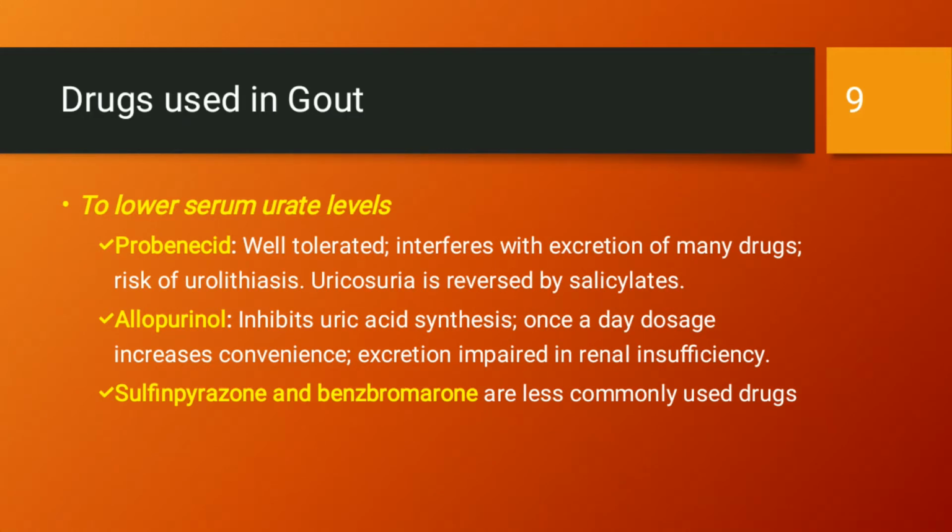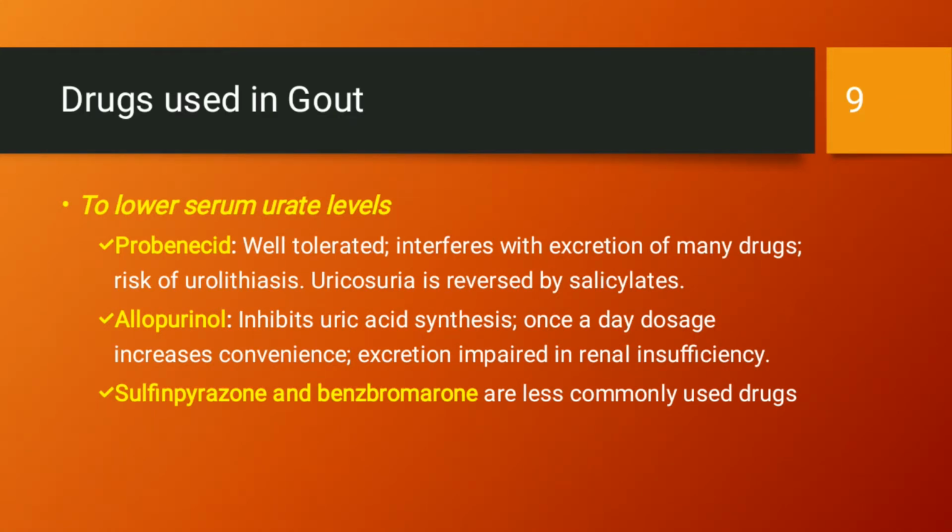Okay, so we have probenecid over here. It is a well tolerated drug. It interferes with excretion of many drugs. Then there is probability of urolithiasis. Then uricosuric action is reversed by the salicylates. Uricosuric means excretion of uric acid in the urine, and that is being caused by probenecid. But if we give aspirin along with probenecid, then whatever beneficial effect the probenecid has will be reversed by the use of aspirin.